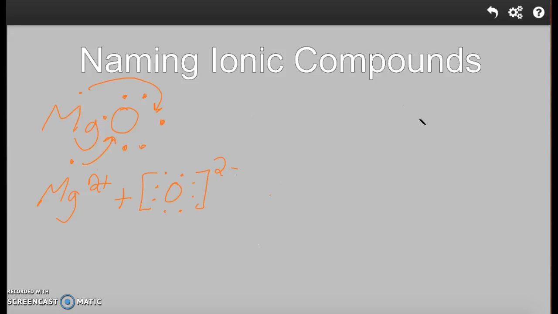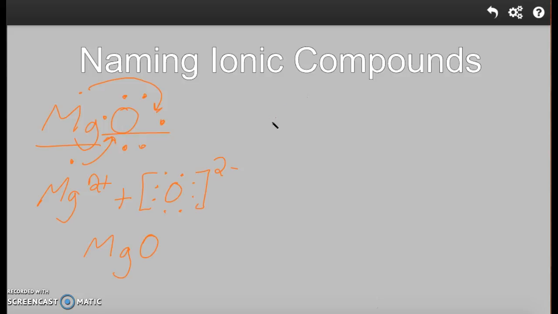Or we can do this faster to figure out what our formula should be. Oh, let's jump back a step. So that means the formula unit for magnesium oxide is MgO, because we needed 1 magnesium and 1 oxygen in order to make this work.